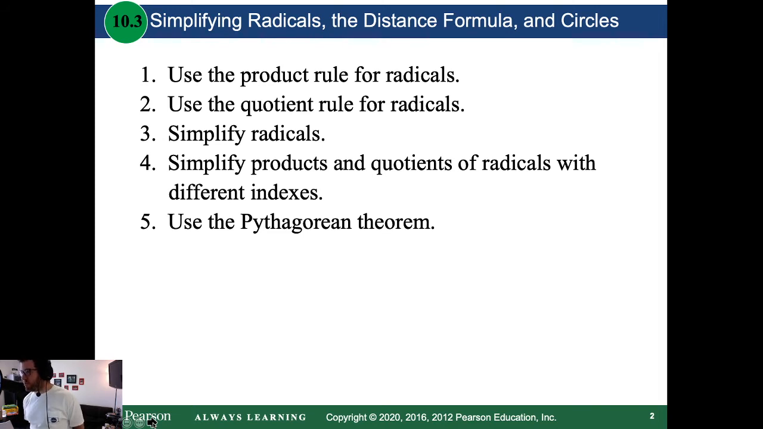So we're finishing up radicals here, and it says the distance formula and circles up there, but I actually took that out. I see why they wanted to include it, but at the same time, we ain't got time. So is this the product rule, the quotient rule, simplifying radicals, and so on.